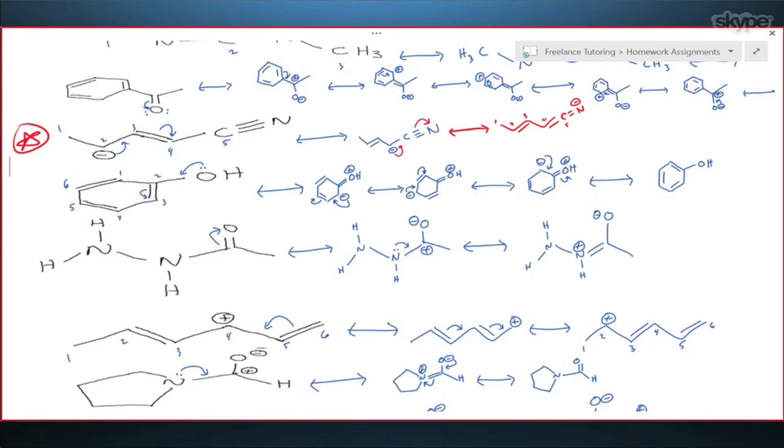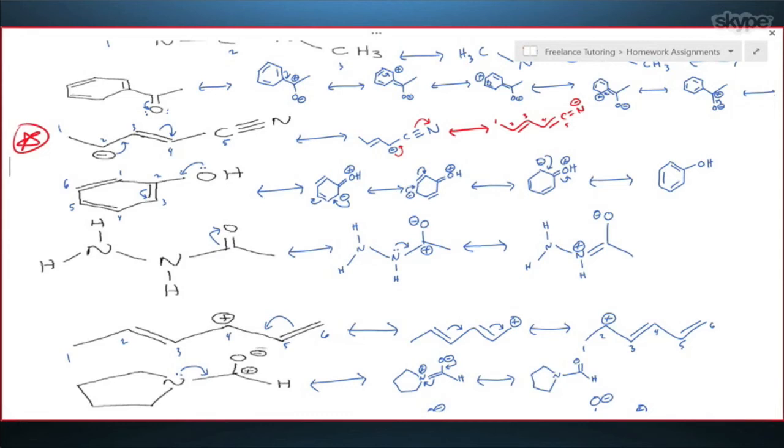Okay, in this one it was important to know where to stop. You drew as many resonance structures here as seem reasonable. There aren't any more that involve the nitrogen on the far left, I don't think.